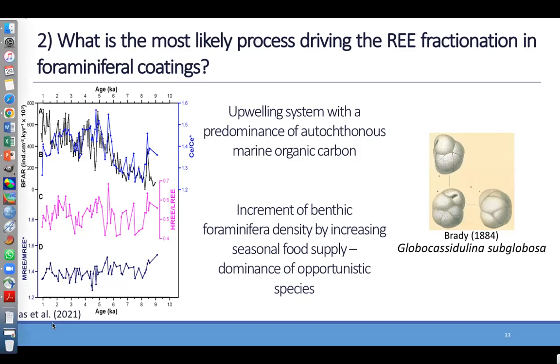And because this is seasonal, we have an increase in the abundance and the density of opportunistic species such as Globocassidulina subglobosa. That's the dominant species in the area. So as we have the seasonal inputs, this is a species that reproduces quite quickly, and then they support these changes in the food supply and enjoy this environment of very high organic carbon being delivered to the seafloor. That's why we have this good reconstruction of BFAR showing these inputs to the seafloor.